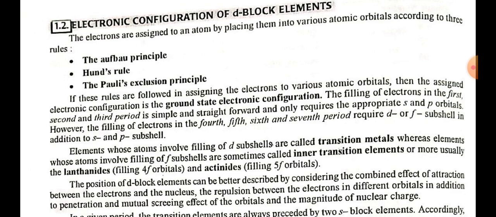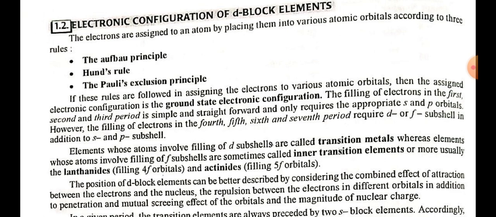state. Filling of electrons in the first, second, and third period is simple and straightforward and only requires the appropriate s and p orbitals. However, the filling of electrons in the fourth, fifth, sixth, and seventh period requires d or f subshell in addition to s and p. Elements whose atoms involve filling of d subshells are called transition metals, whereas elements whose atoms involve filling of f subshells are sometimes called inner transition elements, or more usually called lanthanides and actinides.